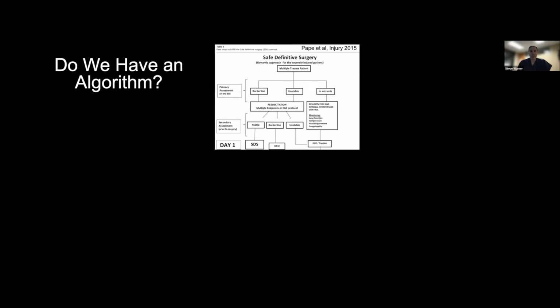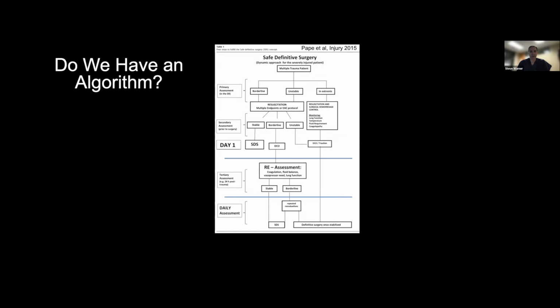This is one of the more recent algorithms that was published within the past few years. And along similar lines, you assess the patient's clinical status, and if they're borderline, unstable, or in extremis, based upon that, they get a resuscitation and then either some sort of safe definitive surgery along the lines of an early appropriate care protocol or damage control orthopedics. And then they undergo reassessments over time to be able to determine how to time the rest of their definitive management. So this all sounds great until you have to put it into practice.